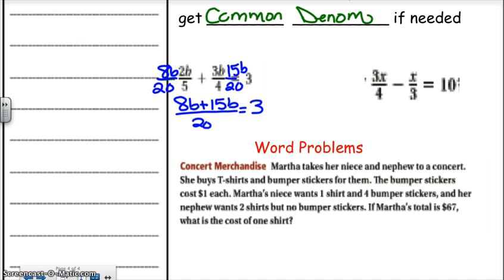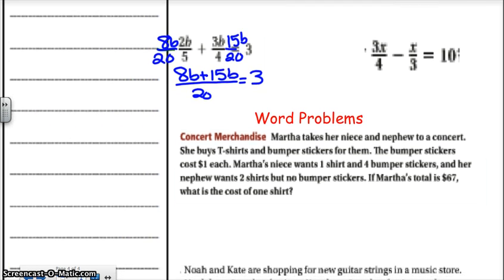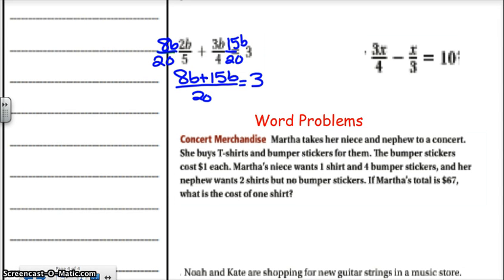8b plus 15b would be 23b. So 8 plus 15 is 23. I'm just making it smaller so we can see. So I have 23b over 20 equals 3.